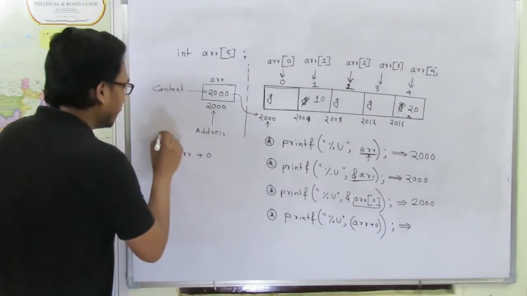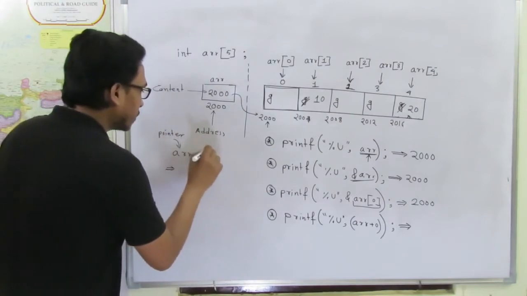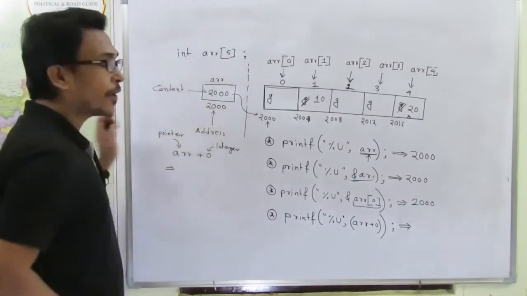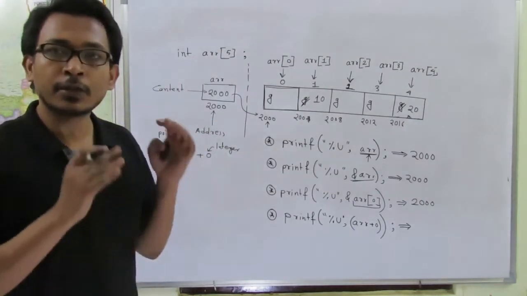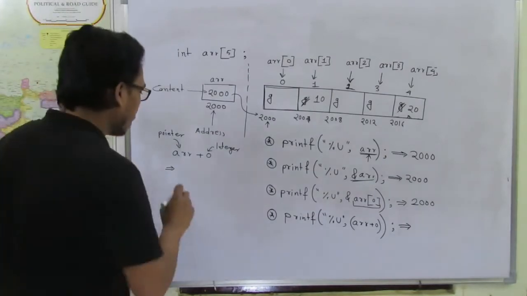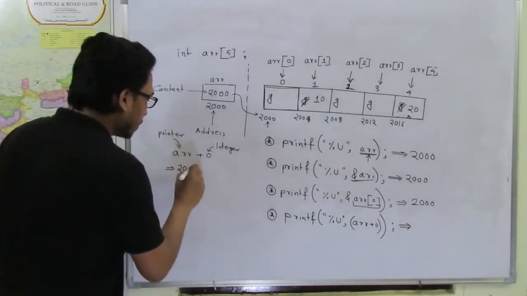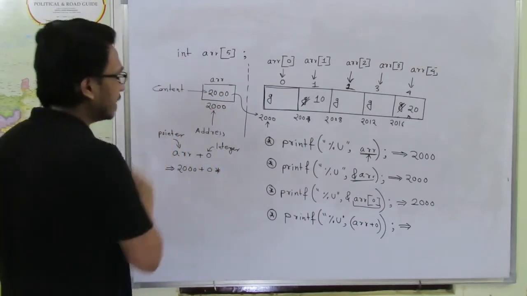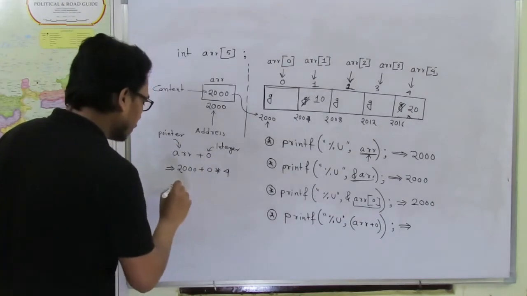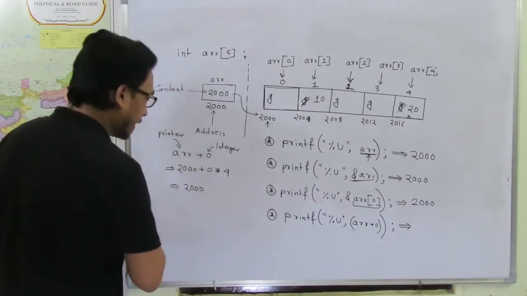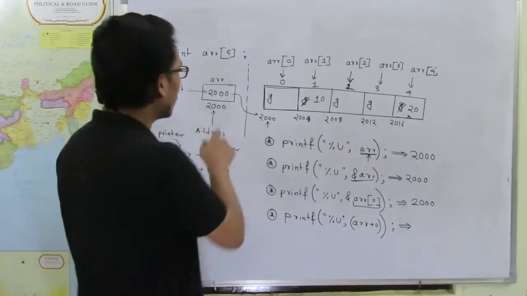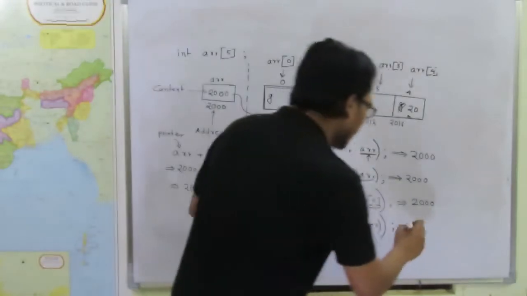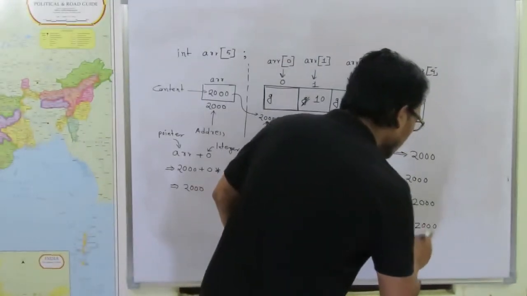Look at arr plus 0. This one is a pointer and this one is an integer. So the operation is pointer arithmetic, and we need to perform the pointer arithmetic operation. The content of arr is 2000 plus 0 into the size of data. Here the size of data is int, so it is 4. So it will give us 2000 again, but this address is not this one, not this one, this address is this one. Clear? So here again we will get 2000.